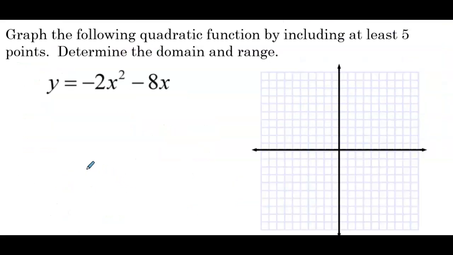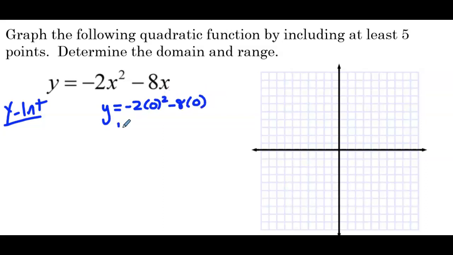Next example, same directions. The function now is y equals negative 2x squared minus 8x. Again, we'll start with the y-intercept, as I find that the easiest point. When x is 0, so we're going to have 0 minus 0, which is 0. So the y-intercept is the point 0, 0.